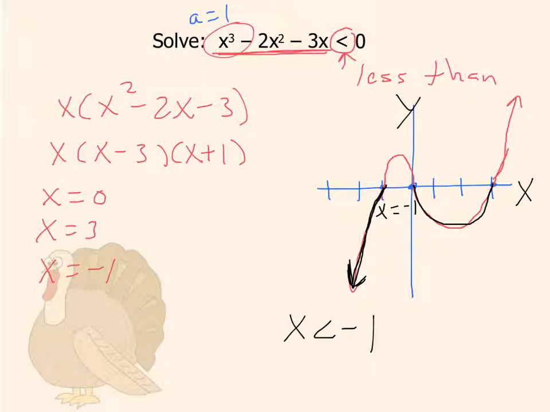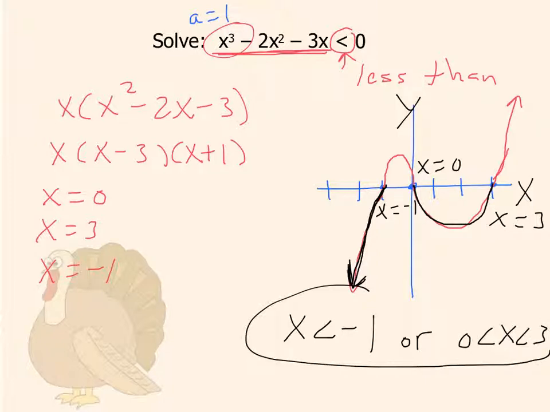Now I've got this interval between the x-intercept x equals 0 and the other one, x equals 3. So anything in between 0 and 3, those are going to be solutions as well. Those would be the solutions to this polynomial. To make it negative, I need an x value that's less than negative 1, or any x value that's greater than 0 and less than 3. Those would give me negative y values, which is what I was looking for.